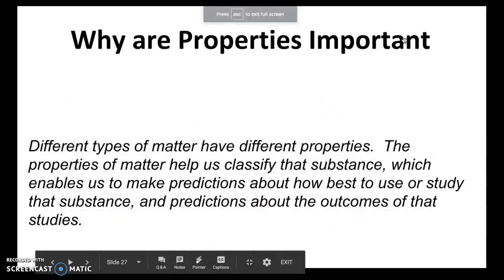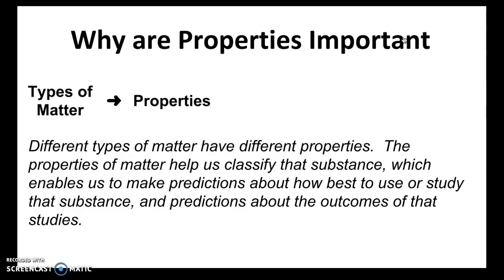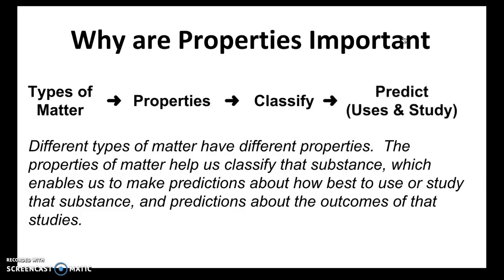So as I was saying, different types of matter will have different properties. And then what we do is we look at patterns in the properties that we see for the types of matter. And that allows us to classify them, sort of group them together into certain families. And with that classification, once we know what family that type of matter is in, we can use that to make predictions about how we could use it, or also how we study it.